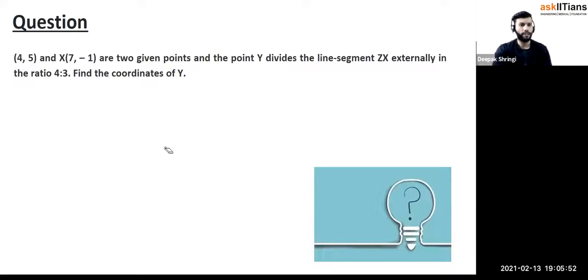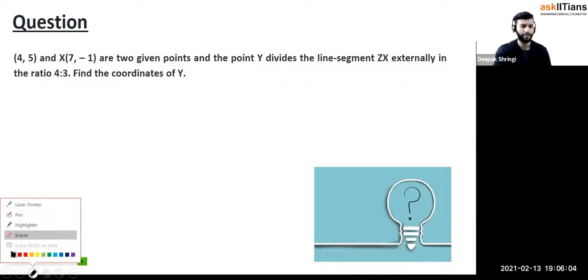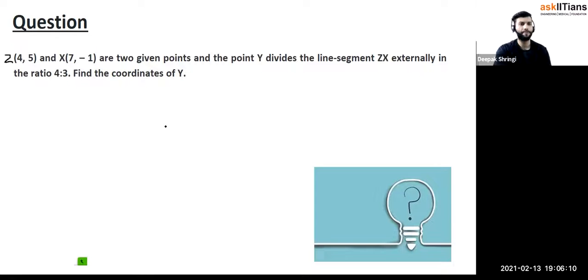So 4, 5 and X are two points, and the point Y divides the line segment joining Z externally in the ratio of 4:3. Z is 4, 5, so the coordinate of Z is given to you. Z is not mentioned here actually, I will write Z over here. X is given to you. So the point Y divides the line segment ZX externally in the ratio of 4:3, right guys?